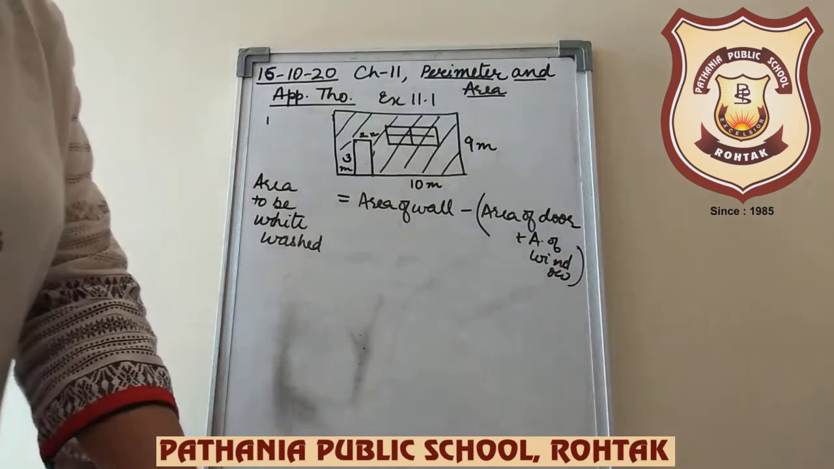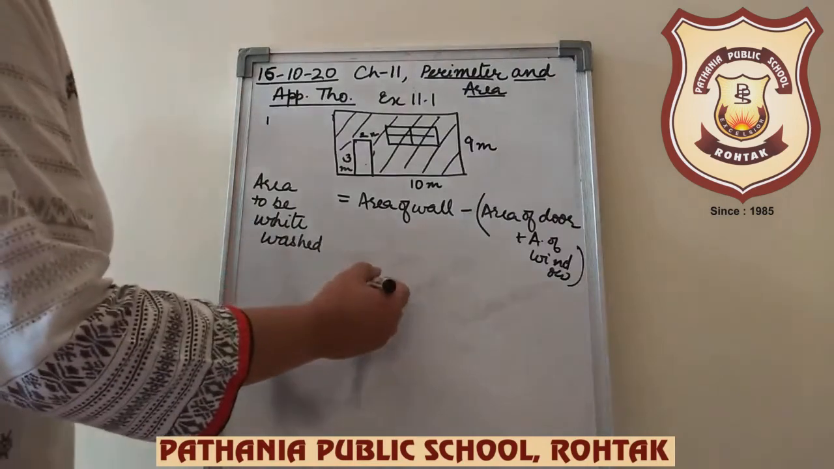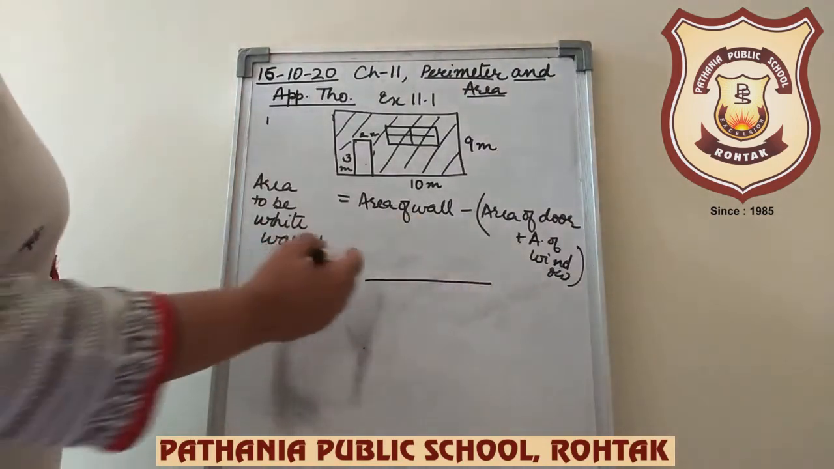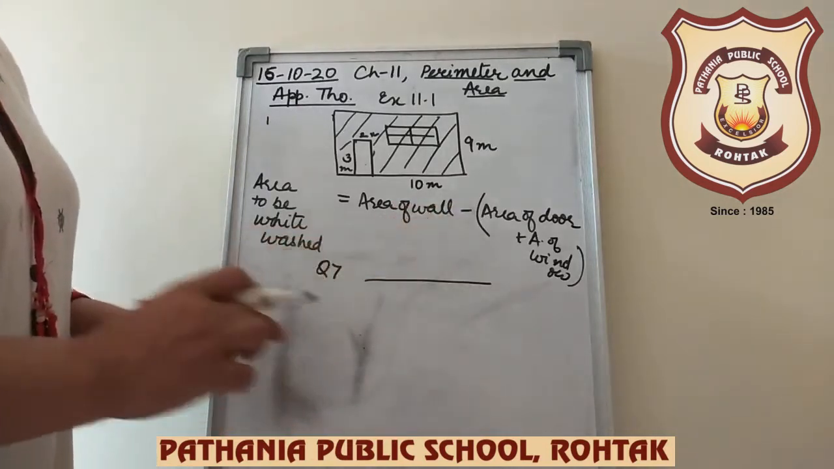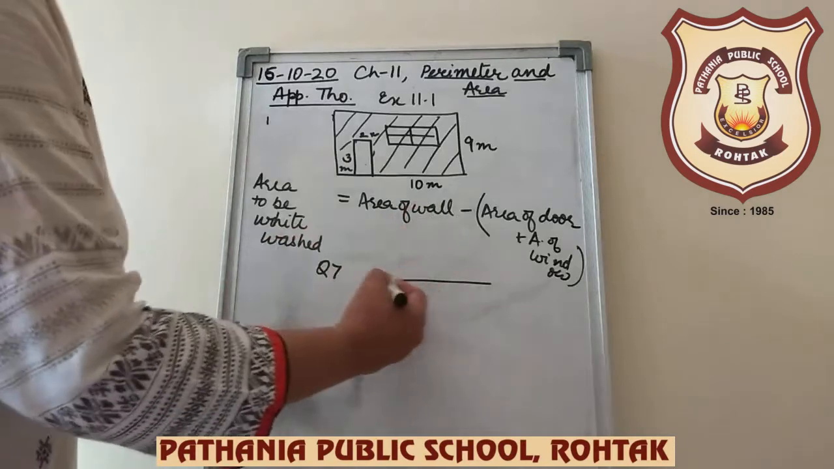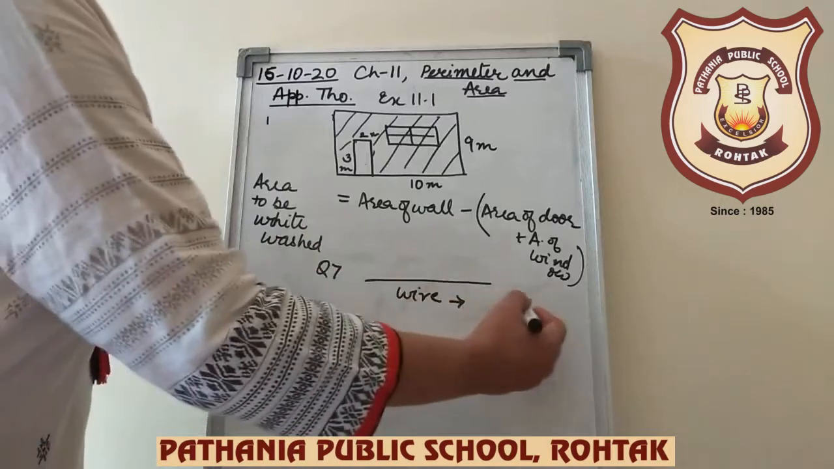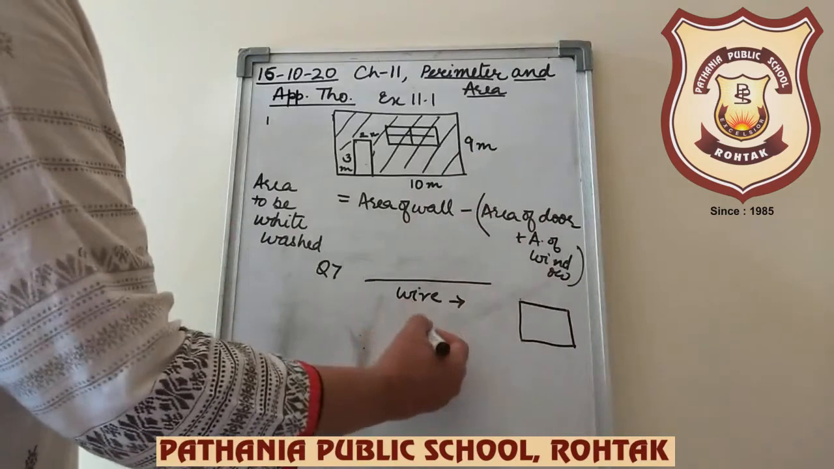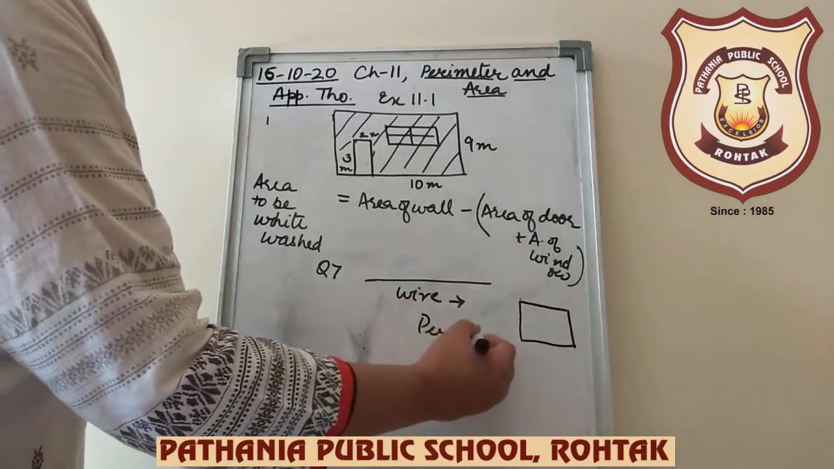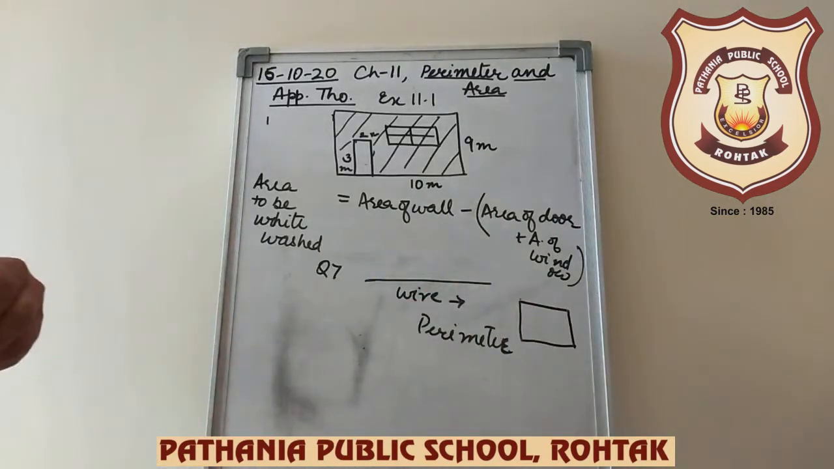But in question number 7, it is saying the wire is bent. Means there is a wire and this wire is bent, means it is transformed to make a rectangle. So what will you calculate here? This is wire, so you will get only the boundary. Rectangle is made, so here you are going to calculate the perimeter. Is this clear?